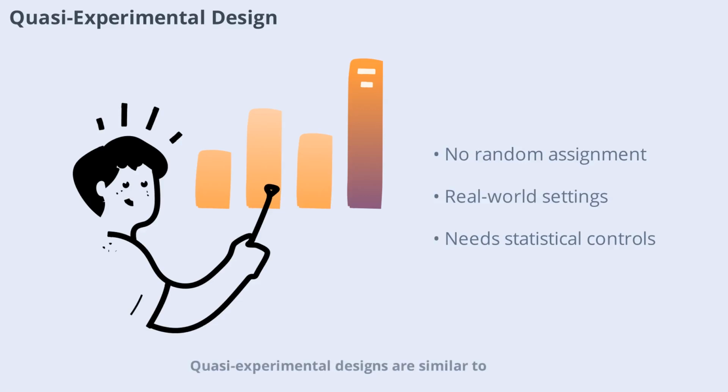Quasi-experimental designs are similar to true experiments but lack random assignment. In educational settings, it's often impractical or unethical to randomly assign students to different groups. Instead, researchers might compare existing classes or schools. While this approach can still provide valuable insights, it's more vulnerable to confounding variables that could influence the results. Researchers must use careful statistical controls and thoughtful design to minimize these risks. Quasi-experimental studies are common in real-world educational research where strict experimental control isn't possible.